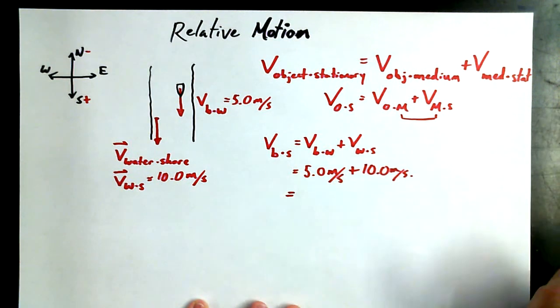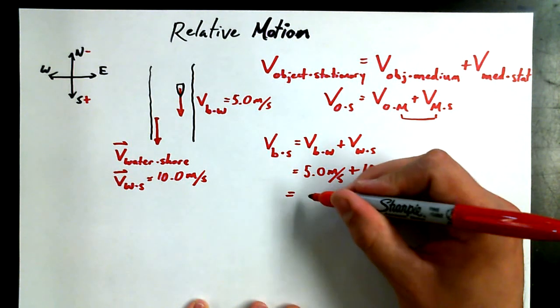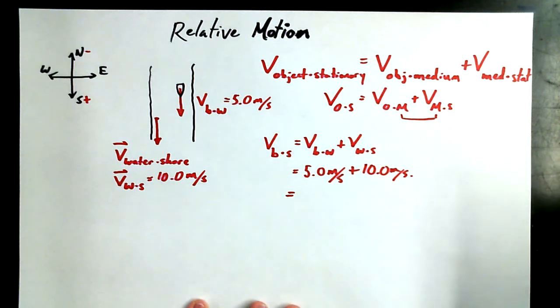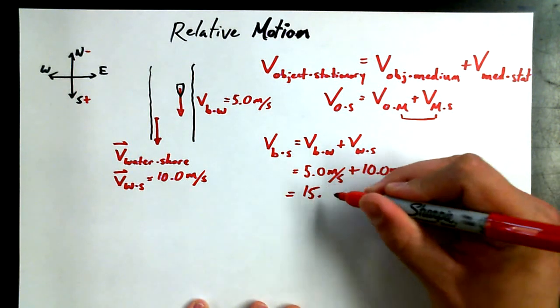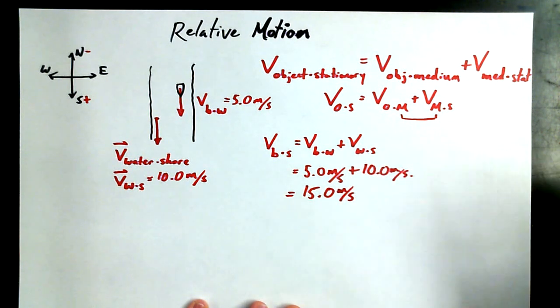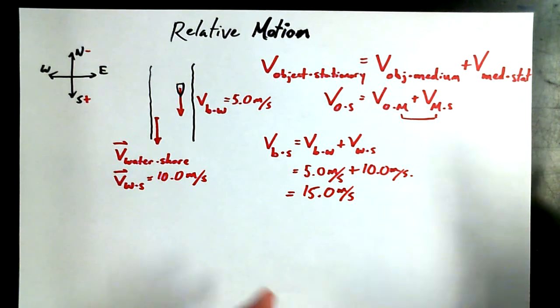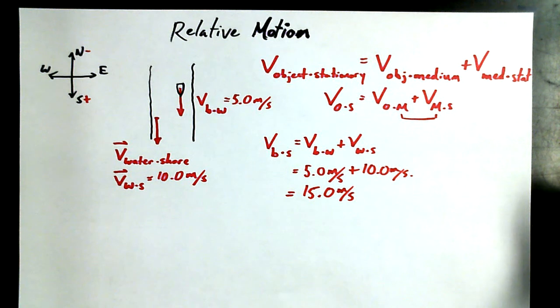And as the man says, the velocity of the boat relative to the shore, or the object relative to the stationary reference frame, is going to be 15.0 meters per second, or 15.0 meters per second south, since it's a positive result. Yes, ma'am? So, velocity of water to shore, that's one whole thing? Yeah. Okay. Yeah, it's just one expression, one value.